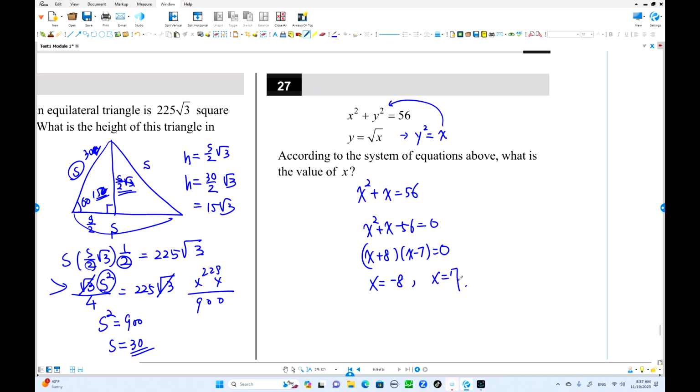Okay, but inside the square root cannot have a what? Negative number. Okay, this is not working. So this is only one answer. All right. So x equals 7 is the answer, okay?